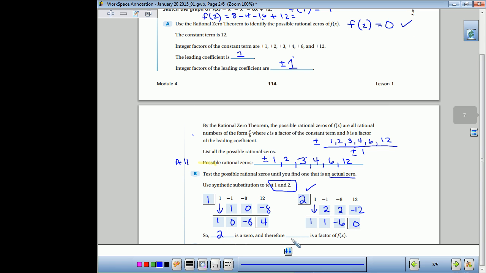And if 2 is a 0, what must be a factor of that function? Negative 2. X minus 2. Yeah, the opposite of that. X minus 2. So close.